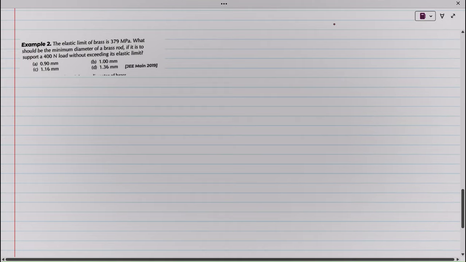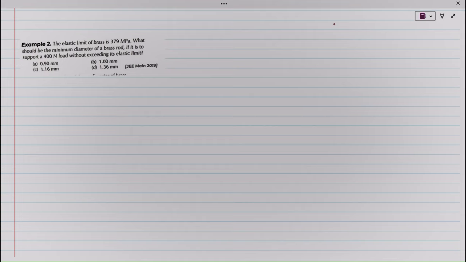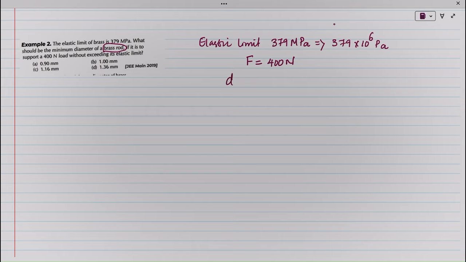The elastic limit of brass is 379 megapascal. What should be the minimum diameter of the brass rod if it is to support a 400 newton load without exceeding its elastic limit? So, a brass rod having elastic limit 379 megapascal, that is equal to 379 × 10⁶ pascal, and it is given a force of 400 newton, and we have to find the minimum diameter.